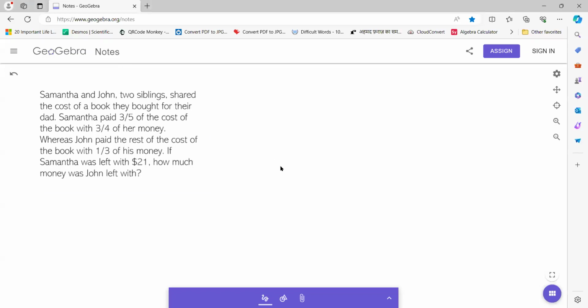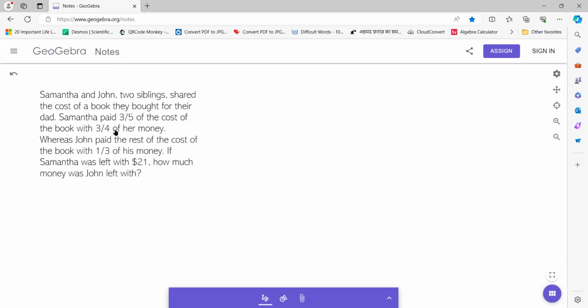So let's work on this problem. It's a challenging middle school problem. Samantha and John, two siblings, shared the cost of a book they bought for their dad. Samantha paid three-fifths of the cost of the book with three-fourths of her money, whereas John paid the rest of the cost of the book with one-third of his money. If Samantha was left with $21, how much money was John left with?